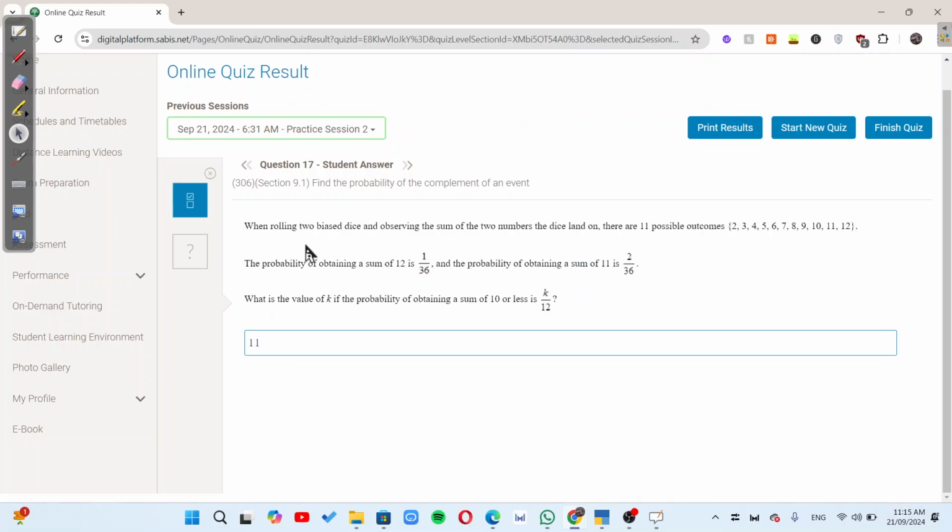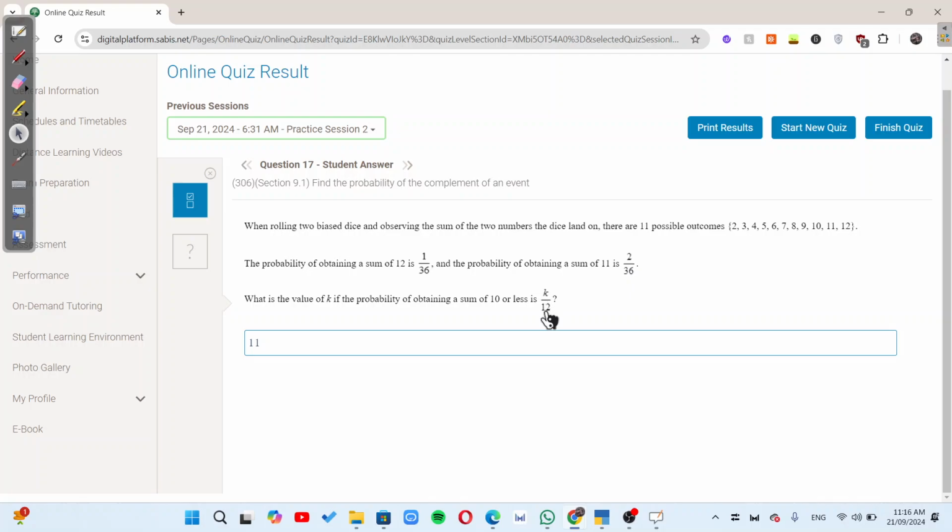Now you're rolling 2 biased dice, like they're not even, so you can't possibly get the same outcomes, like they're cheating dice. So the probability of obtaining the sum 12 is 1 over 36, and the probability of obtaining a sum of 11 is 2 over 36. So what's the probability of obtaining a sum of 10 or less? Like I said, for 10 or less you're supposed to add all the values. But since this is biased, and you already have the 12 and the 11, if you just add them, you're going to get 3. So 36 minus 3 is 33 over 36.